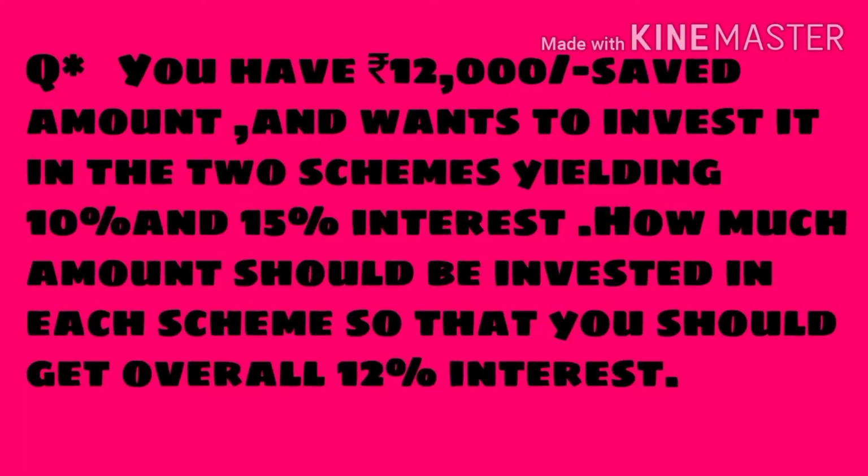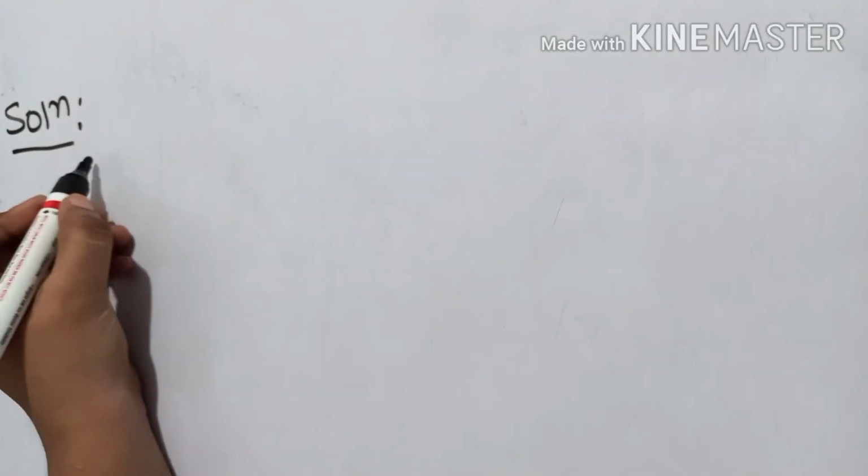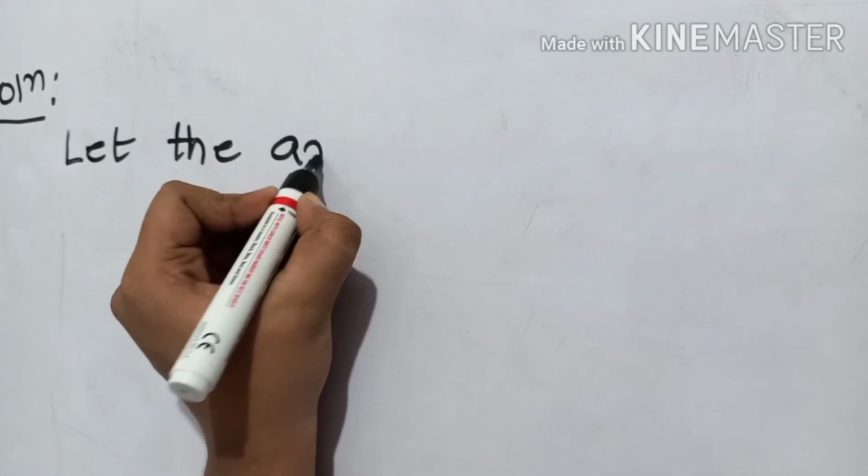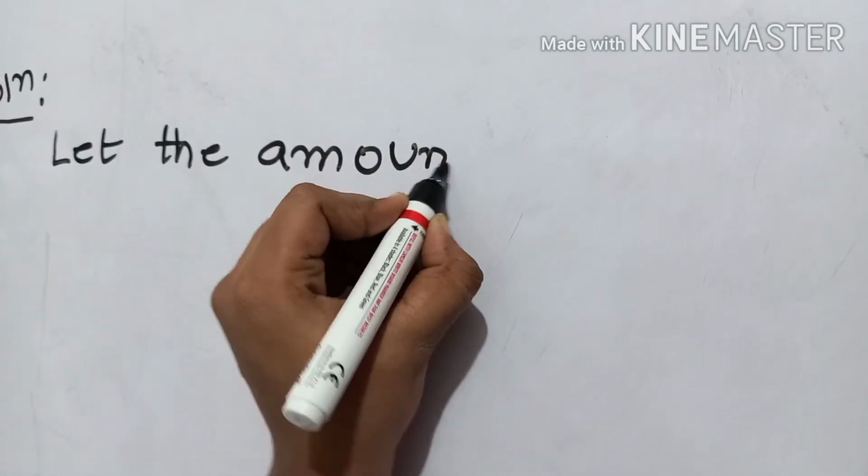Now let's start another question which is a little tricky but easy. You have rupees 12,000 saved and want to invest it in two schemes yielding 10% and 15% interest. How much amount should be invested in each scheme so that you get an overall 12% interest? Now let's solve. In the question they have given, let the amount invested.